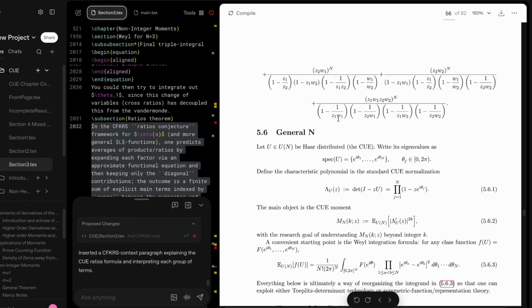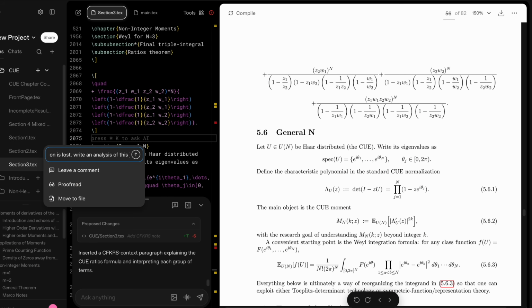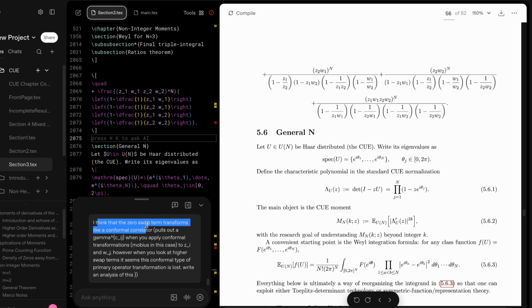So maybe let's ask it to do something that I've been thinking about, which, to be fair, I don't know if it's mumbo jumbo. It probably is mumbo jumbo, by the way. Okay, so I think I'm asking too much, to be honest. It basically said that the zero swap term transforms like a conformal correlator, pulling out the gamma Cij when you apply the conformal transformations, Mobius in this case.